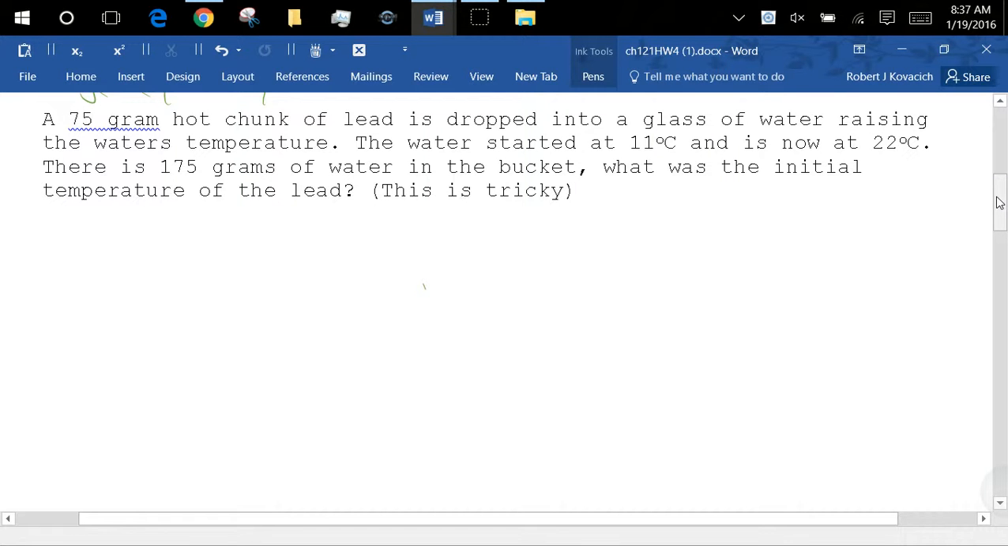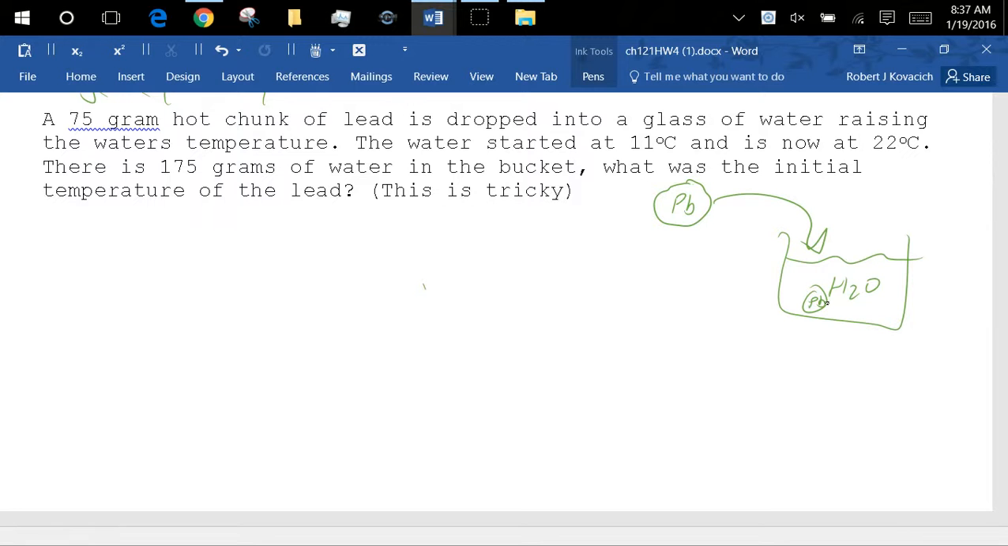All right. So I think the best thing to do with a problem like this is to initially draw yourself a little diagram or whatever. So I've got myself a chunk of lead, and that chunk of lead's going to go into a container of water, and then eventually that chunk of lead's going to be down here at the bottom. Okay, so it's a hot chunk of lead. So this chunk of lead is going to go into this water, and what's going to happen to the water's temperature? It's going to rise.